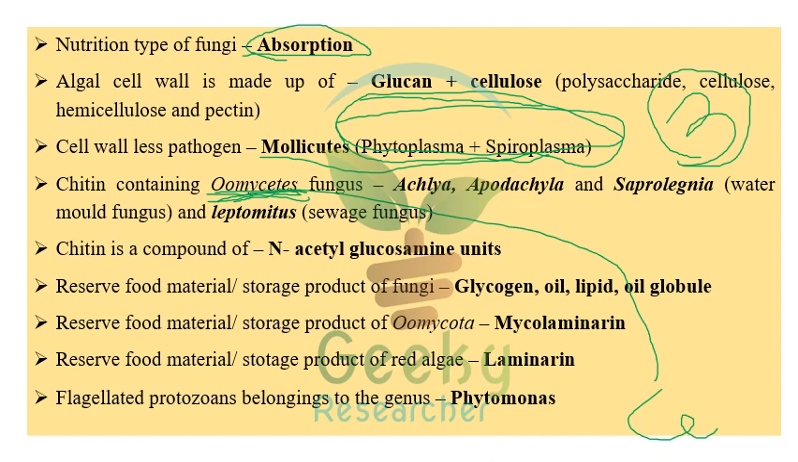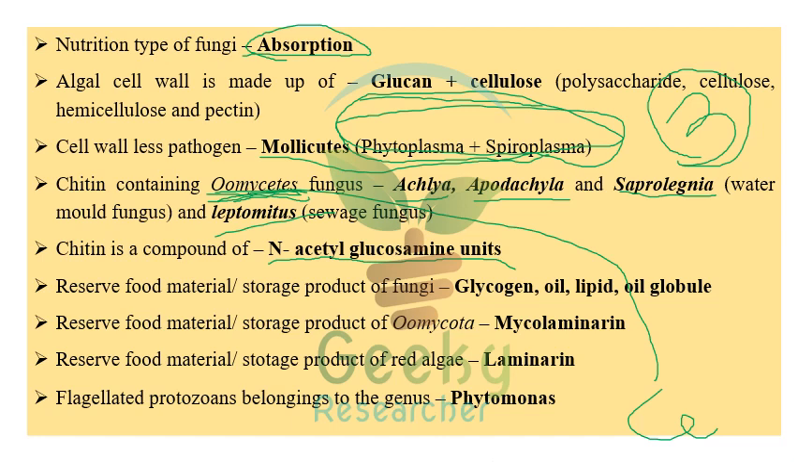I have seen this question many times, so I think it will be very important. Acaila, Aphadogyla, Saprolignia and Leptomitus, these four fungi, even though they come under the Mycetes group of fungi, have a cell wall made up of chitin. Okay, so the next one is that chitin is a compound of N-acetyl glucosamine units. Then the reserve food material or storage product of fungi, in mycology, red algae, all those things were already mentioned in general plant pathology in a table form, I think.